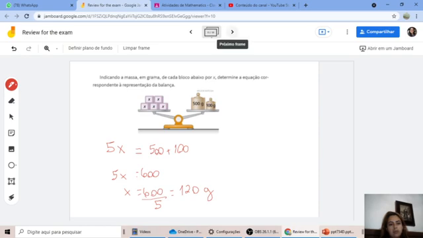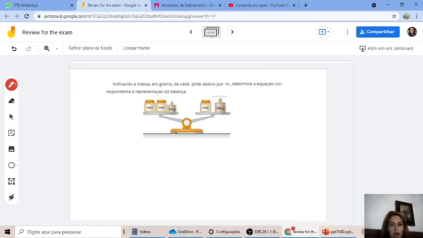Okay? Then we have honey, right? And they say that the weight of each honey is m. He wants us to discover the equation that represents the balance, and also to find the value of m, the honey's weight. Okay, so I have m plus 50 equals m plus 200, and then m plus m is 2m plus 50 equals m plus 200.